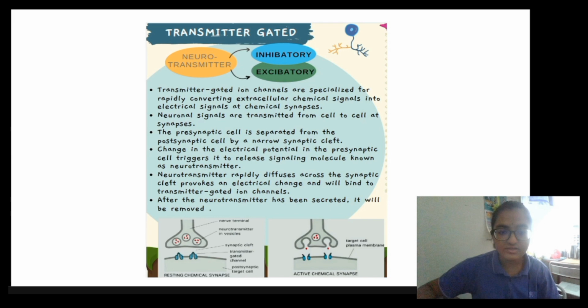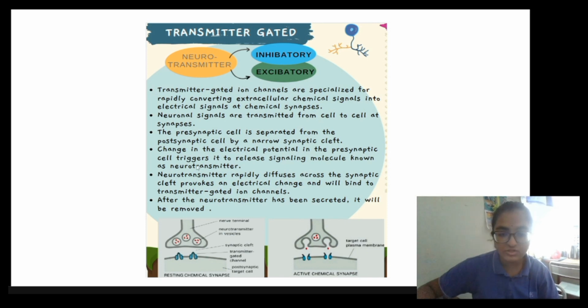The neuronal signals are transmitted from cell to cell at the synapse, and the presynaptic cell is separated from the postsynaptic cell by a narrow synaptic cleft. If we see the first diagram, the above is called the presynaptic cell, the below one we call the postsynaptic cell, and the middle is known as the synaptic cleft. The next is the change in the electrical potential in the presynaptic cell will trigger it to release a signaling molecule which is known as the neurotransmitter.